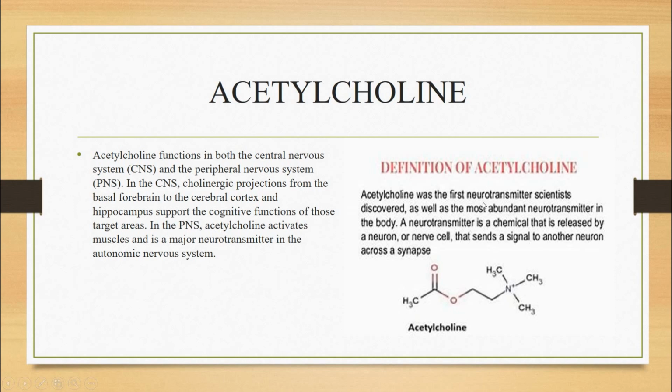Here, you can see that it is the first neurotransmitter scientists have discovered, as well as the most abundant neurotransmitter in our body, as I said previously. So now this is a chemical messenger which is released from a neuron to a nerve cell that sends a signal to another neuron across a synapse. And this is the structure of acetylcholine.